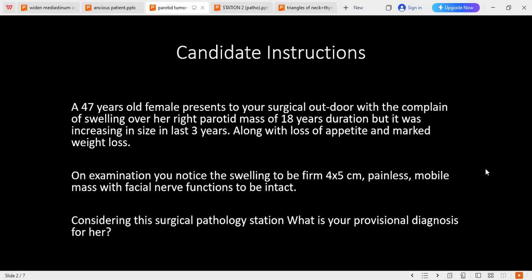What is the most common or most acceptable investigation to be carried out in the outdoor department? I can do the ultrasonogram of the swelling as well as the FNAC, fine needle aspiration cytology. What would be the features of malignant cells? In histology, we get the loss of normal tissue architecture, pleomorphism, hyperchromatic nucleoli, high nuclear cytoplasmic ratio, loss of differentiation, hemorrhage, and necrosis.